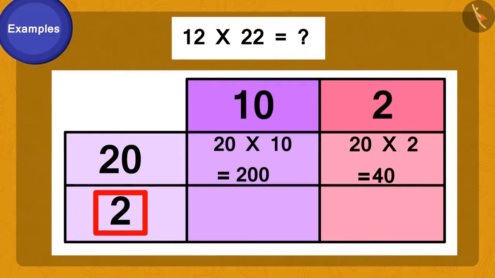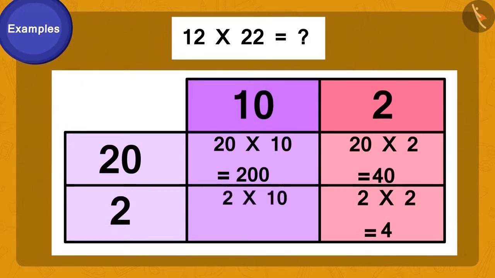Now we multiply 2 of 22 by 2 of 12. That's 2 times 2 is 4. Finally, multiply 2 of 22 by 10 of 12. What would we get? 20.